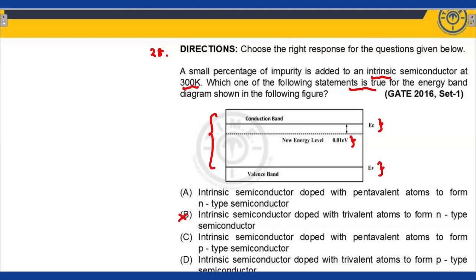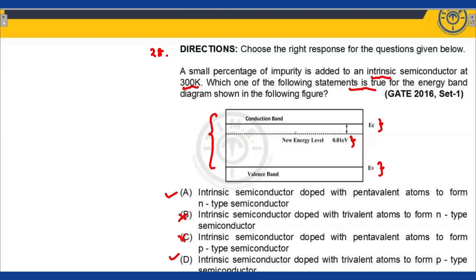Here he is asking, my students: the intrinsic semiconductor doped with pentavalent. If pentavalent, it forms what, my dear students? This is also wrong here. Intrinsic semiconductor doped with trivalent atoms to form p-type semiconductor. So this statement and this statement, n-type and p-type, are right only.